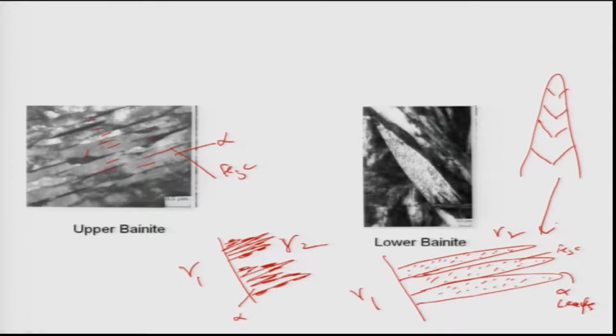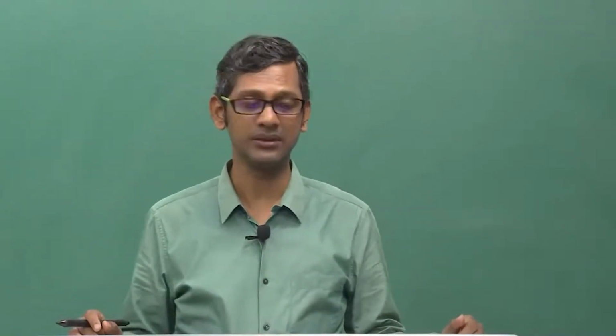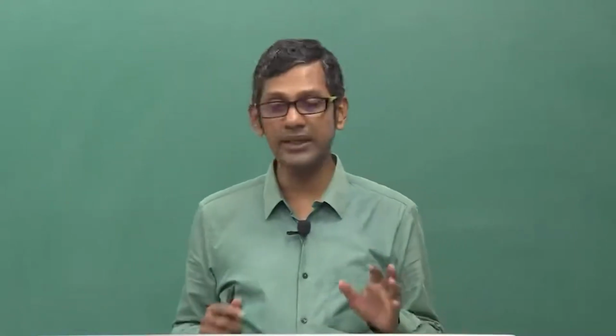Many people actually call this plates of alpha, and the upper branch is known as needles of alpha, okay, or laths of alpha. There are different kinds of misnomers in the literature. So let us call it alpha leaves in the case of lower bainites, and alpha needles or plates in the case of upper bainite. That is a better definition as far as the morphology is concerned. So that is the way the transformation happens.